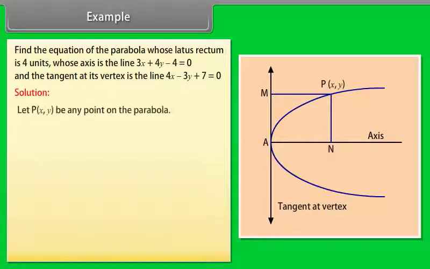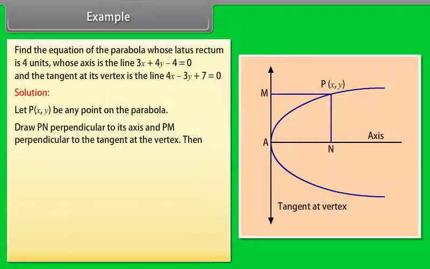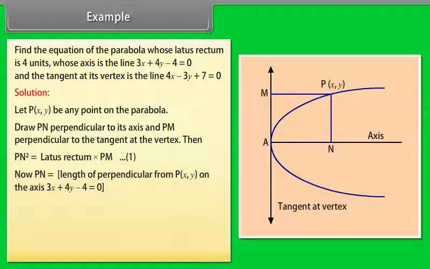Solution: let P(x, y) be any point on the parabola, draw PN perpendicular to its axis and PM perpendicular to the tangent at the vertex. Then PN square is equal to latus rectum into PM. That is equation 1. Now, PN is equal to the length of the perpendicular from P(x, y) on the axis 3x plus 4y minus 4 is equal to 0, which is (3x plus 4y minus 4) upon under root 9 plus 16, equal to (3x plus 4y minus 4) upon 5.